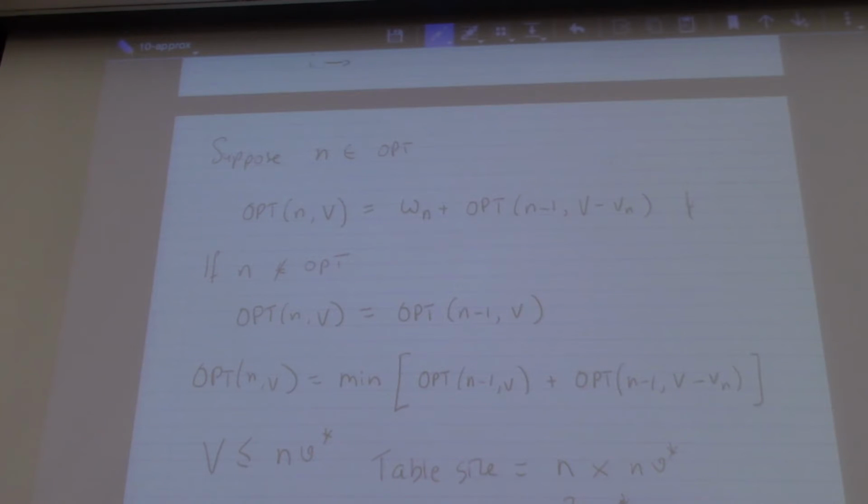And you can see from this recursion that it takes you a constant time to fill in any particular entry of the table. You just look at two other entries and take the smaller one. So the table size is n squared V star. It takes constant time to update any item in the table. So the overall running time of this dynamic program is n squared V star, as promised. Any questions about this?